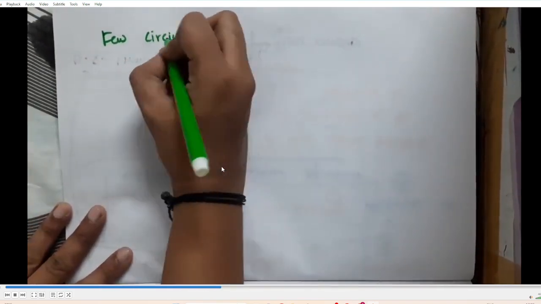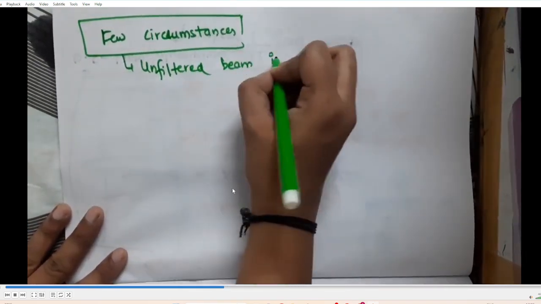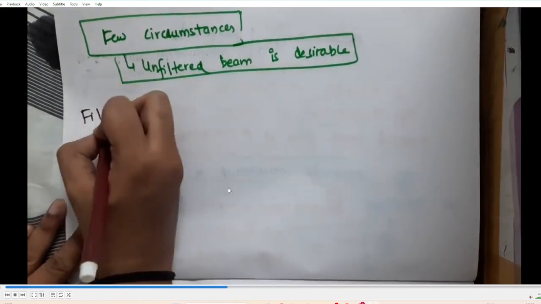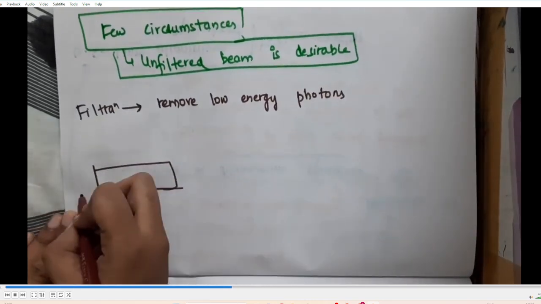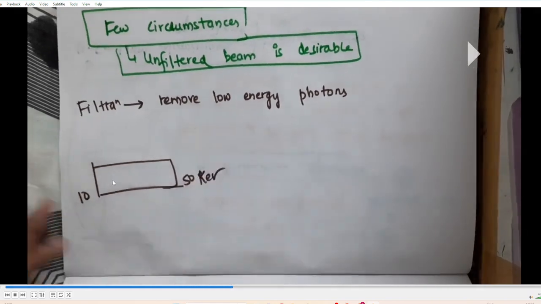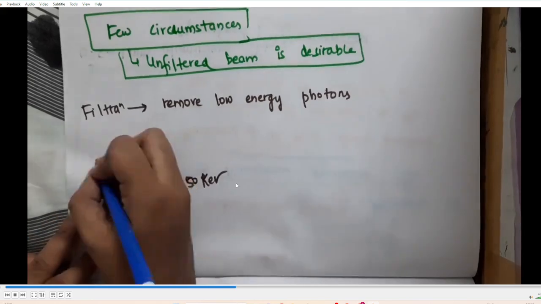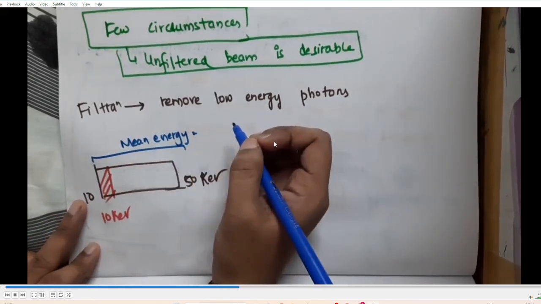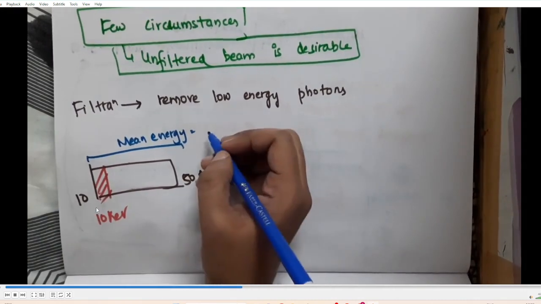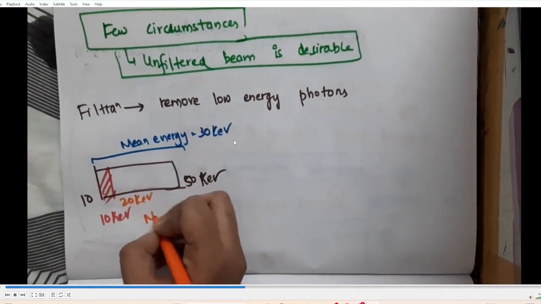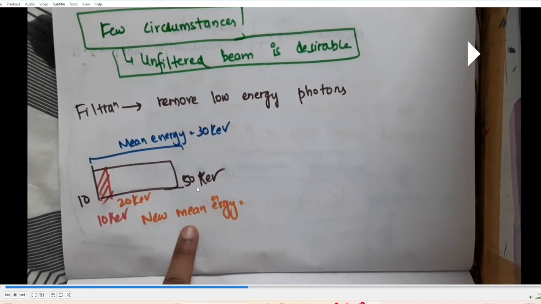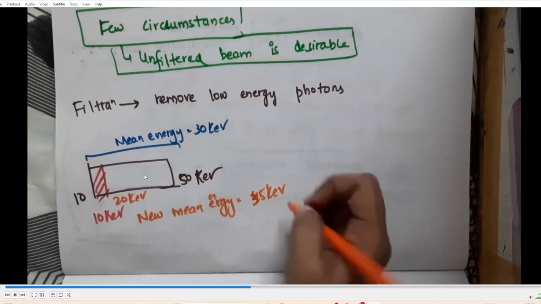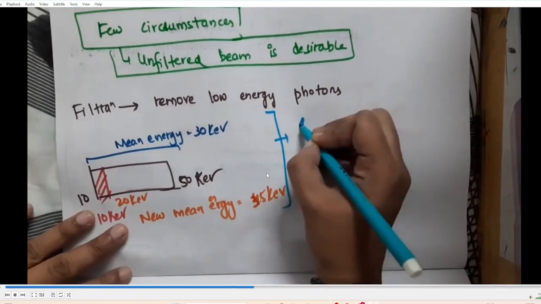In a few special circumstances, unfiltered radiation is desirable because filtration increases the mean energy of the X-ray beam. How? As we remove the low energy photons, the mean energy will increase. If we take 10 and 50 kilo electron volts, the mean energy is 30 kilo electron volts. But if you remove the first 10, now from 20 to 50 kilo electron volts, the mean energy will be around 35 kilo electron volts.